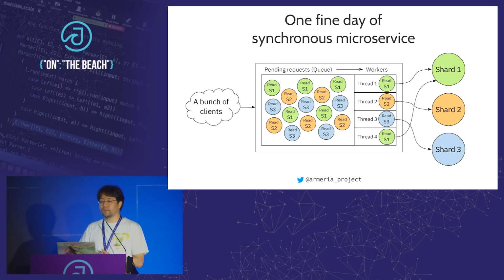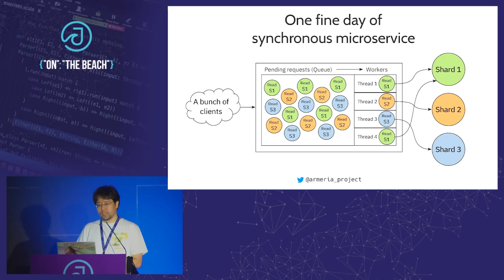Let's just start from a very typical synchronous microservice, which receives a bunch of requests from the client and accesses many shards of backends for the client. We usually split the backends into many shards so that data accesses are distributed evenly and nicely. Based on the request, the service will determine which request should go to which shard. In this diagram, a green request goes to a green shard, a blue request goes to the blue shard, and so on.